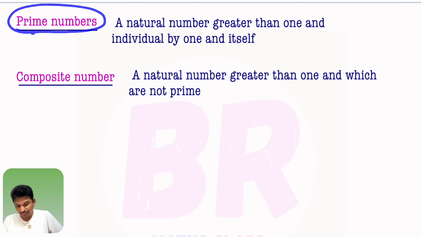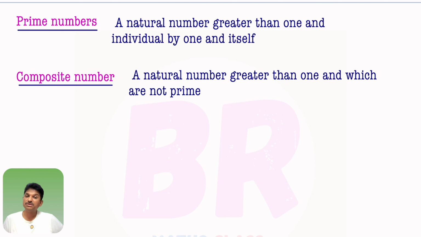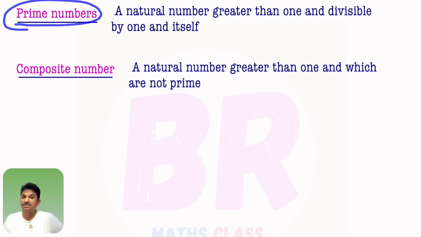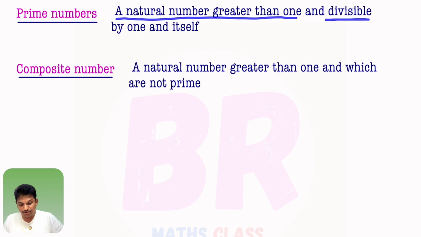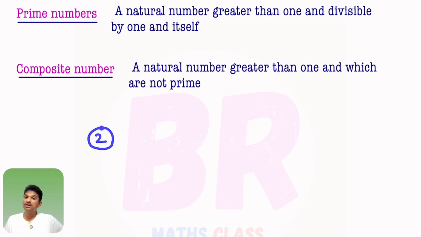Prime numbers. Which numbers are known as prime numbers? A prime number is a natural number greater than 1 and divisible by 1 and itself only. For example, take 2. 2 is a natural number greater than 1. It is divisible by 1 and itself. If you take the factors of 2, you will get 1 and 2 only.